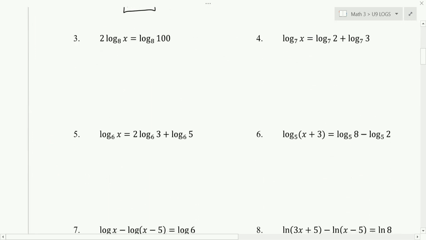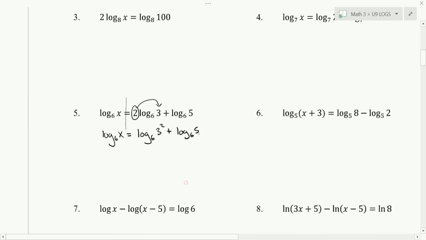Number 5. We have one log on the left-hand side of the equation and 2 logs on the right-hand side. So we need to condense the right-hand side. Use the power property first. When you're condensing, the power property is what you want to look for first. And then I'm going to use the product property.